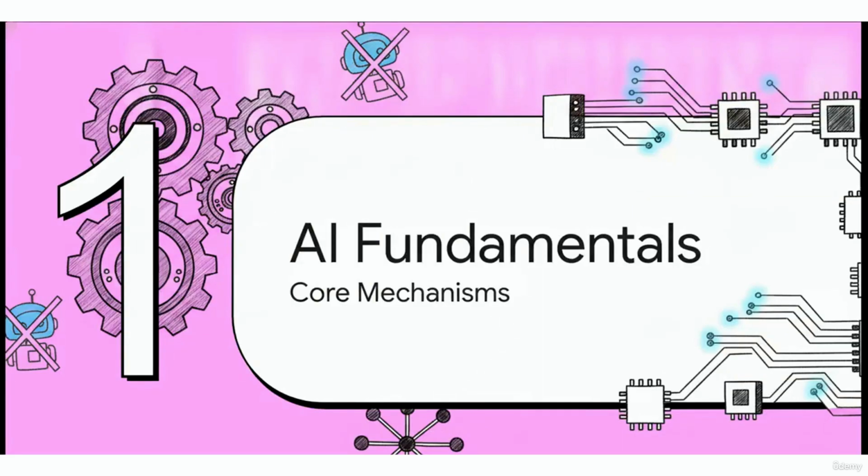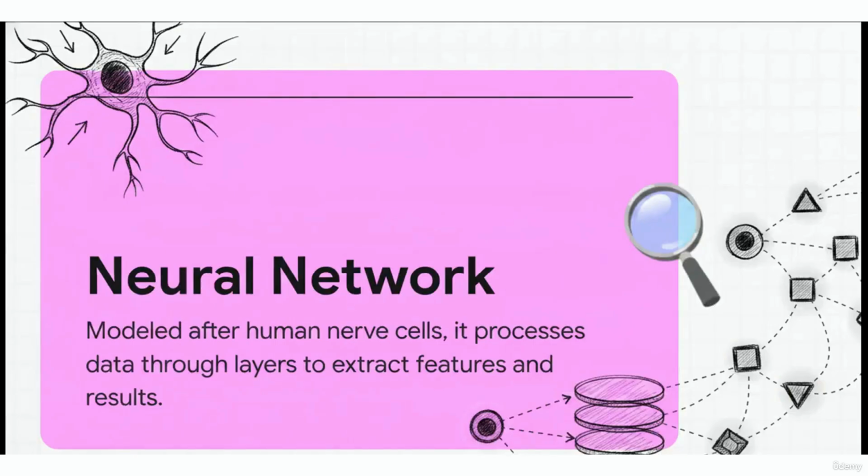Section 1. AI fundamentals and mechanisms. To truly understand AI, we first have to look at the engine that drives the whole thing. So, what is a neural network? Fundamentally, it's actually an imitation of our own brain's biology. It's designed to process complex information systematically.